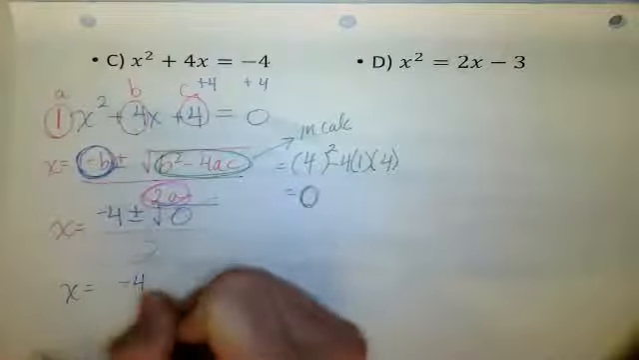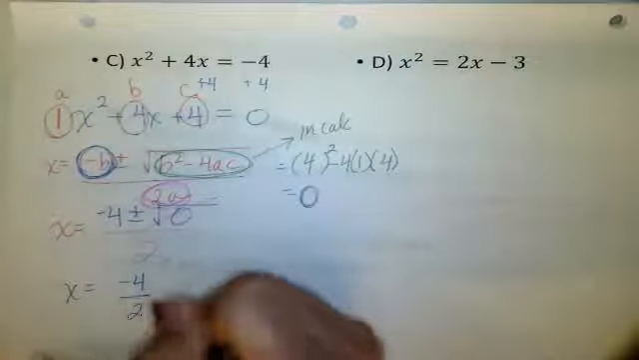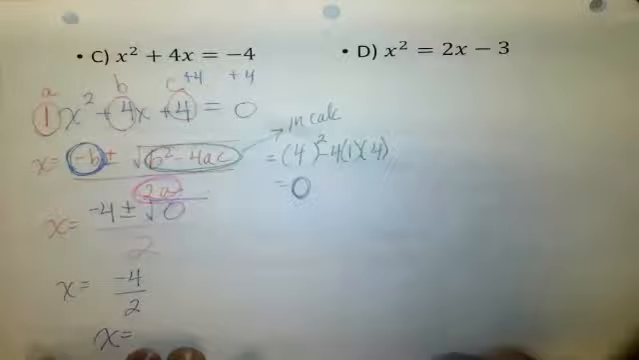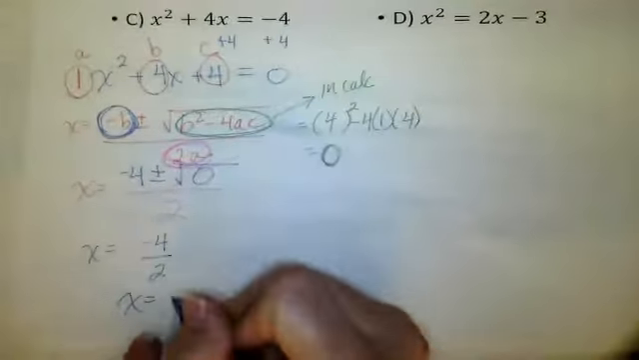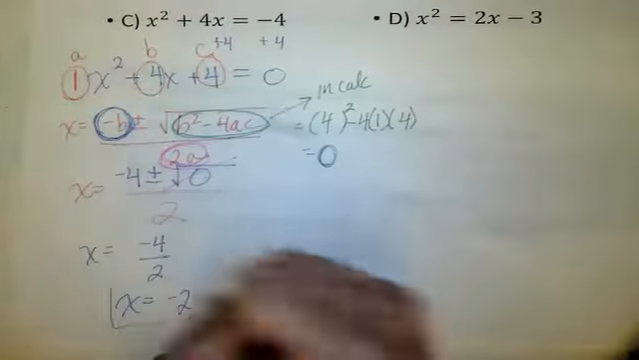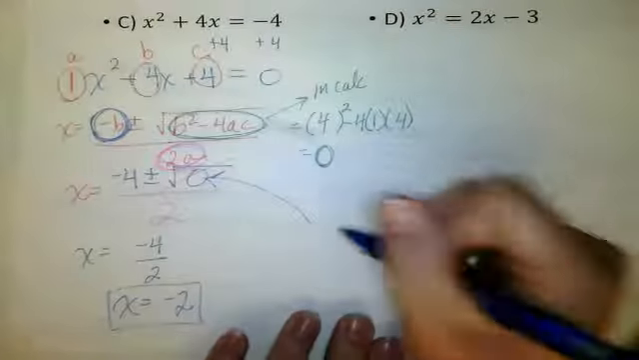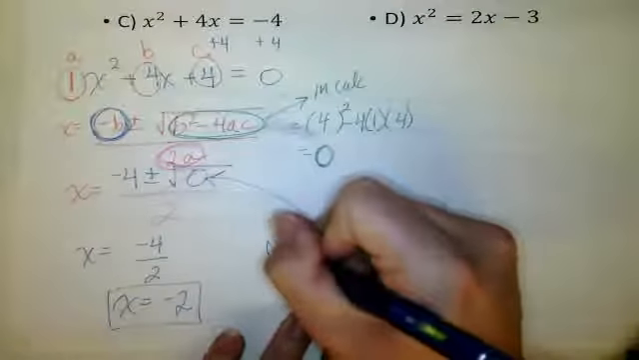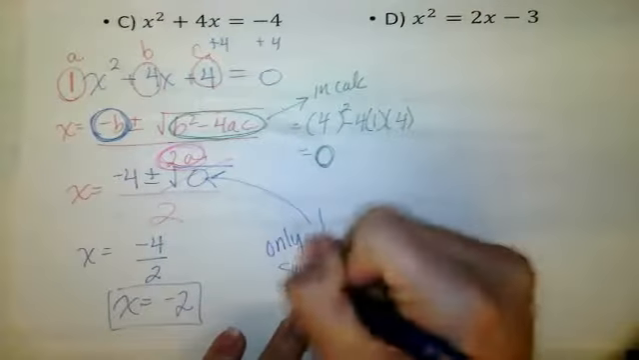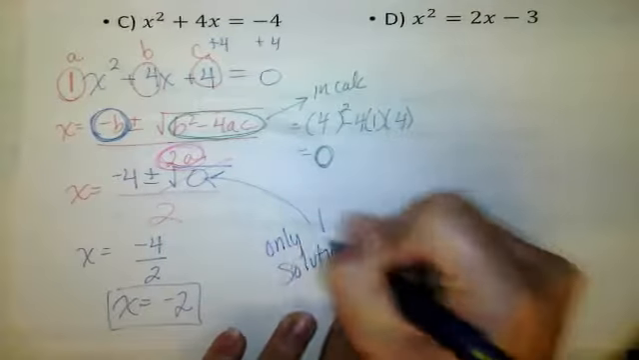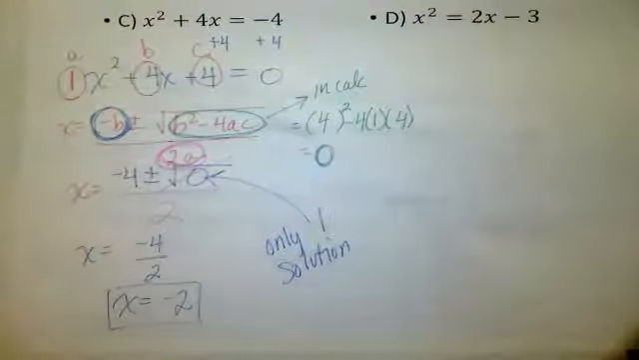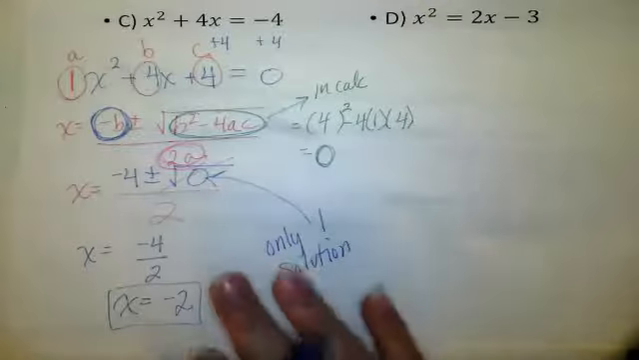So it just leaves me with -4 over 2, which equals -2. There's just one solution. When our discriminant is equal to 0, there is only one solution. Instead of having that plus or minus thing, which gives us multiple solutions, 2 solutions.